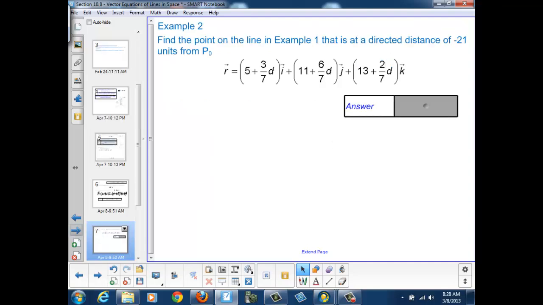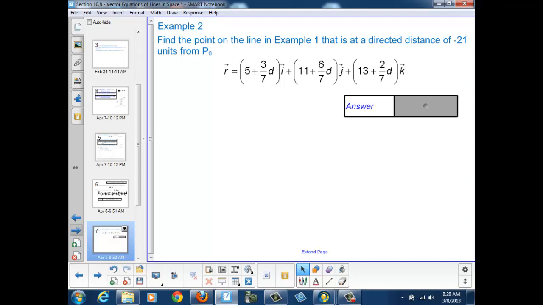Let's look at another example. Find the point on the line in example 1 that is a directed distance of negative 21 units from p0. So what they're asking us to do is, here's our equation from line 1. We want to move along that line negative 21 units. So that just tells me to replace my d value in each of these components with negative 21, because together they move 1 unit in the appropriate direction, and I want to move negative 21 units.